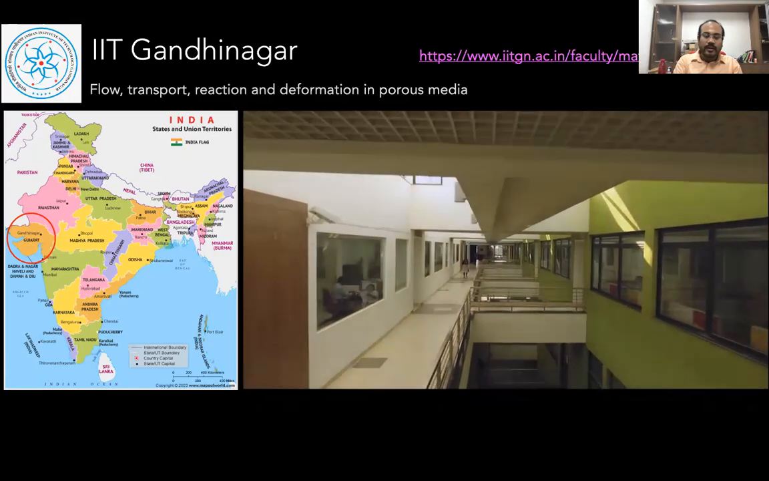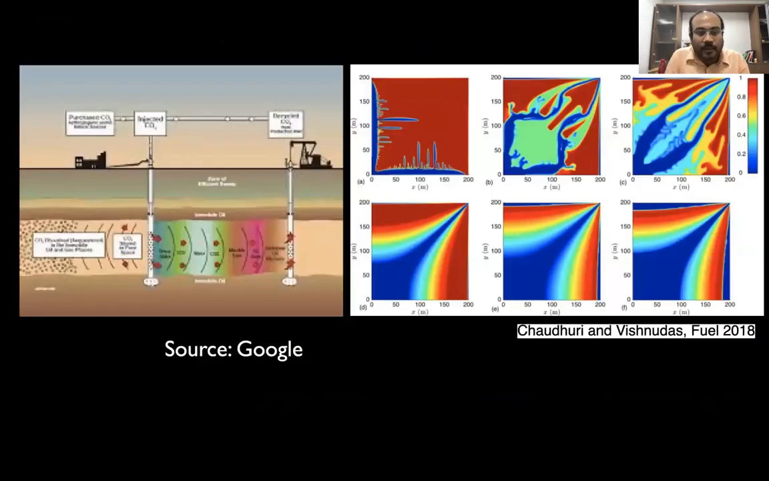Moving forward, what motivates the problem is CO2 sequestration or polymer flooding. The left-hand side picture on the screen shows how polymer flooding or enhanced oil recovery is processed.